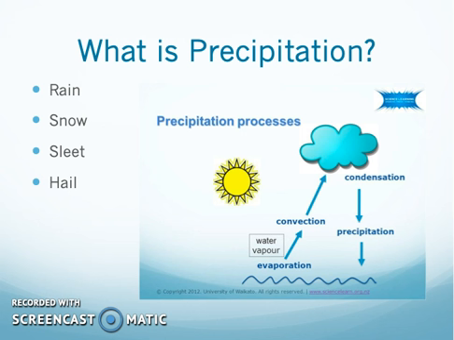This is followed by condensation, which is the process by which water vapor is changed back into liquid water. Then water becomes precipitation after condensation, which is water falling from the clouds as rain. It could be as rain, freezing rain, sleet, snow, or even hail. And this picture right here shows the process, starting from evaporation, moving to convection into the clouds, and then condensation occurs, and then finally precipitation.